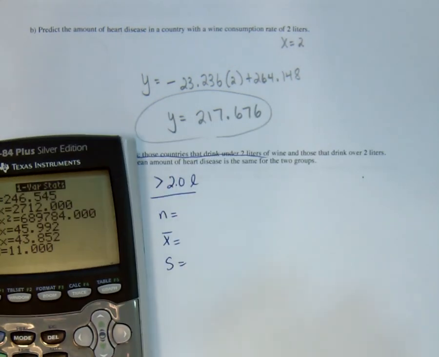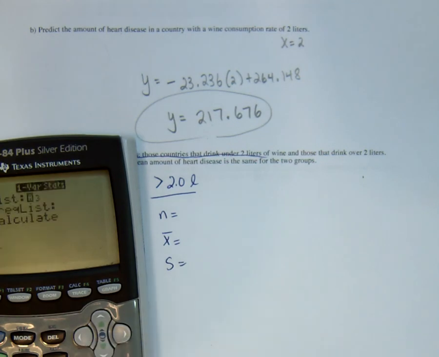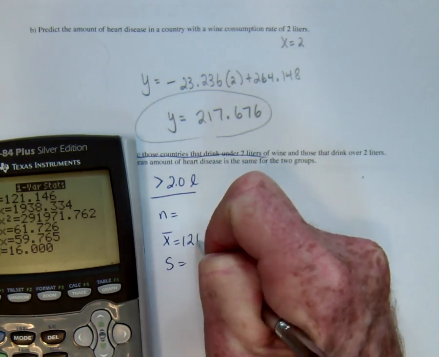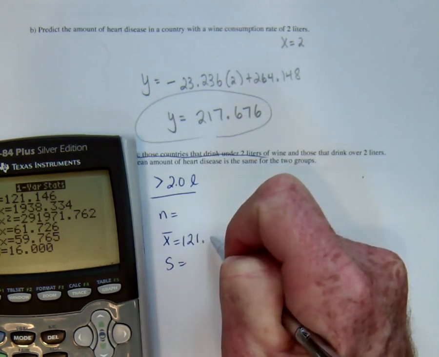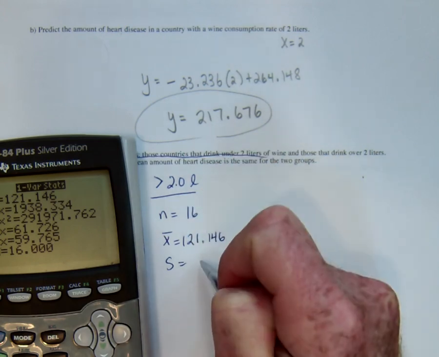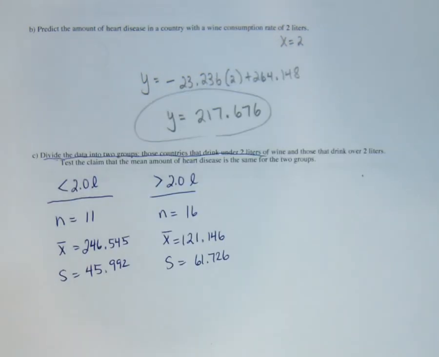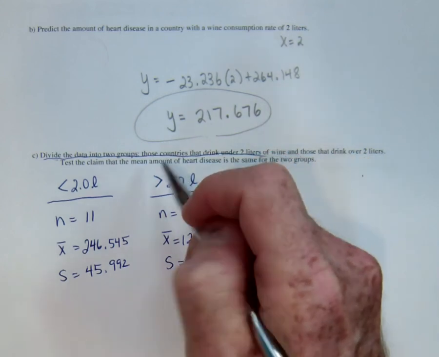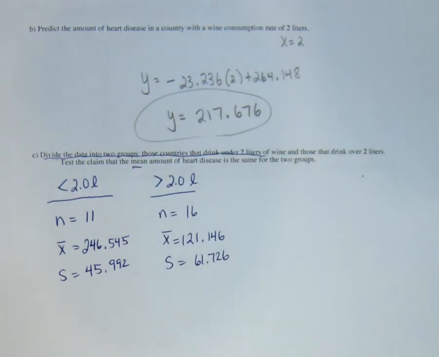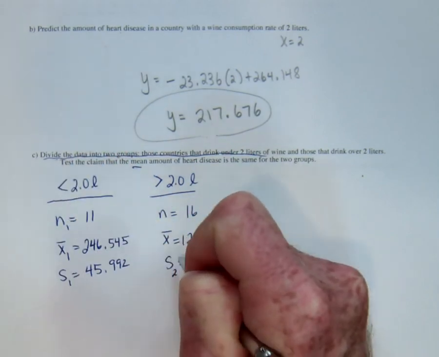Okay, now find the mean and standard deviation for the other group, which is in list 4. So one variable statistics, this time second 4, and then calculate that. So 121.146 is the average based on 16 countries. The S is 61.726. So since the question is about the mean, the group with a bigger mean, I'm going to call that group 1, and this is going to be group 2.